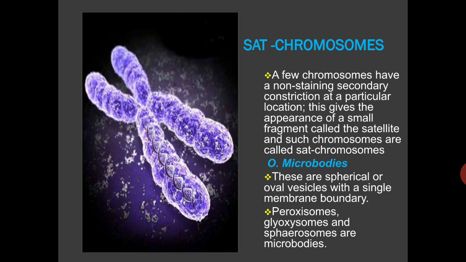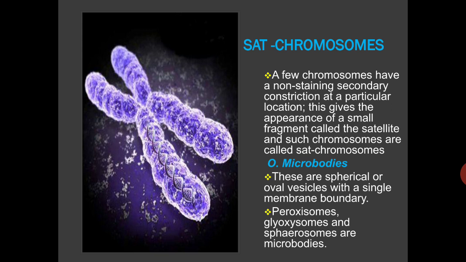Sometimes chromosomes are known as SAT chromosomes. Actually, a few chromosomes have a non-staining secondary constriction at particular locations, which gives the appearance of a very small fragment called the satellite, and such chromosomes are known as satellite chromosomes or SAT chromosomes.